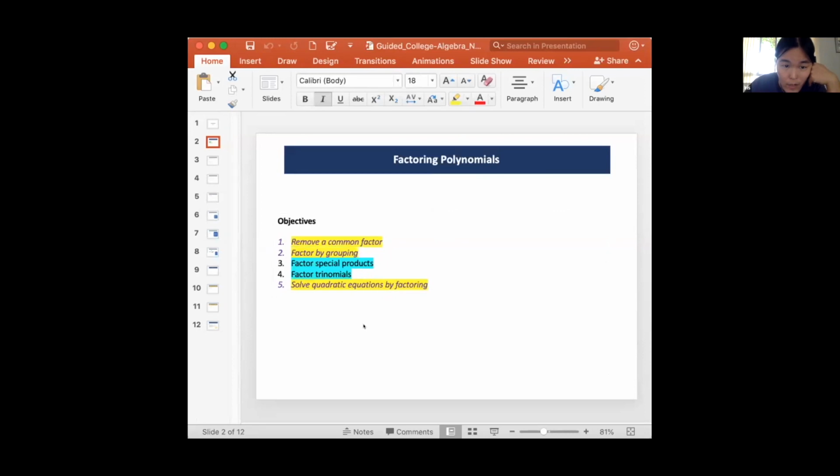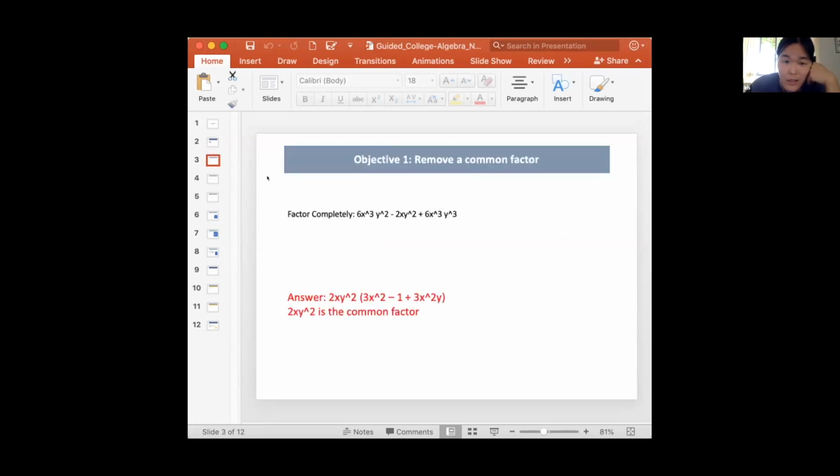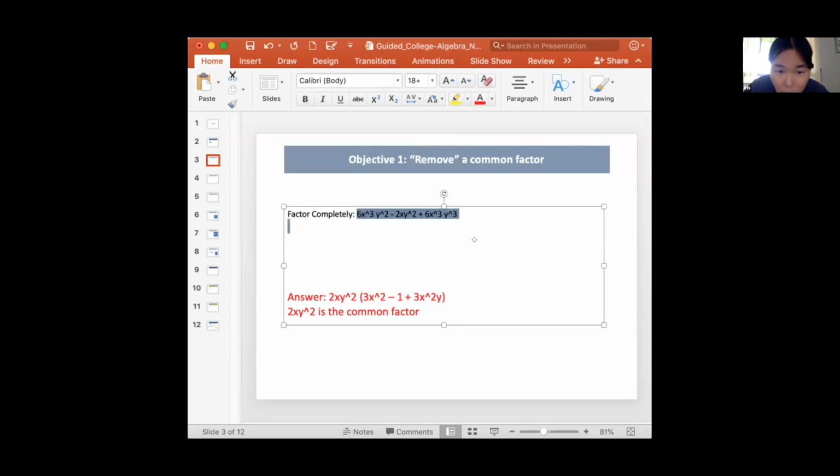So removing a common factor, I think they say remove, it's not like you cancel it, it's just like you factored it out. Maybe "remove" isn't the best word because you don't get rid of it, you just take it out of the parentheses. So one example is, how do we factor this guy completely?